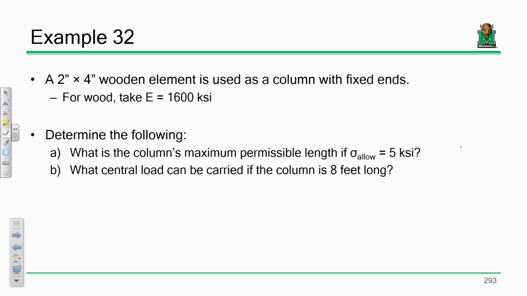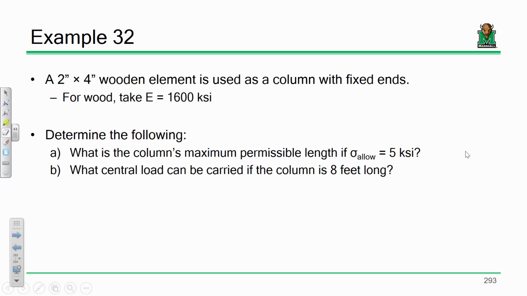So I have a 2x4 wooden element that's used as a column with fixed ends. I'm clamping each end and I'm pressing on it. Now this is wood, so I'm taking its E value to be 1600 KSI. And I want to determine the following. What is the column's maximum permissible length if the allowable stress is 5 KSI? And what's the central load that can be carried if the column is 8 feet long? This is somewhat of a more challenging buckling problem, but if you can handle this, you can probably handle just about anything.